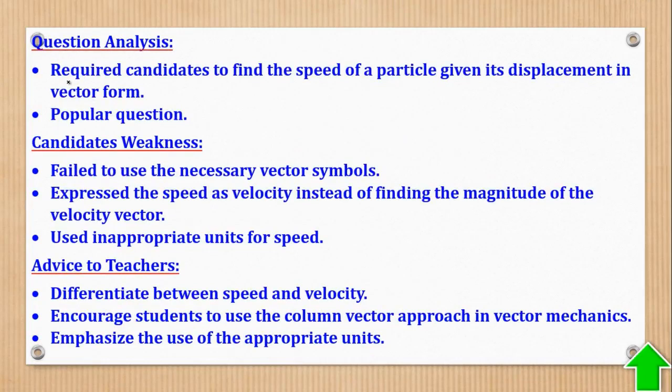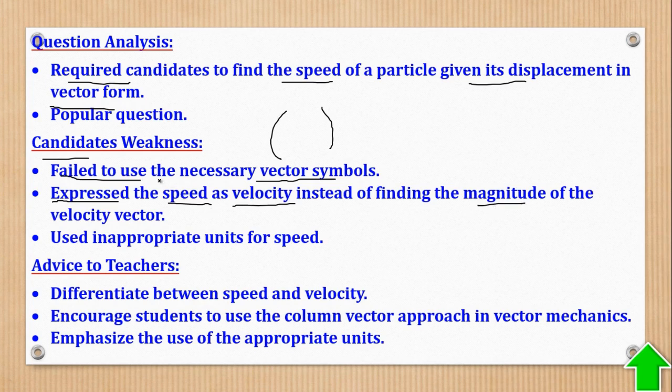So the question analysis: the question required candidates to find the speed of a particle given its displacement in vector form. The weakness is that candidates fail to use the necessary vector symbols. That is why I told you it is advisable to use a column vector, because if you want to use i, j, k, you must put the tildes. Then also another weakness is that candidates express the speed as velocity instead of finding the magnitude. So you should remember that speed is magnitude of velocity. Therefore at the end you have to get the magnitude.